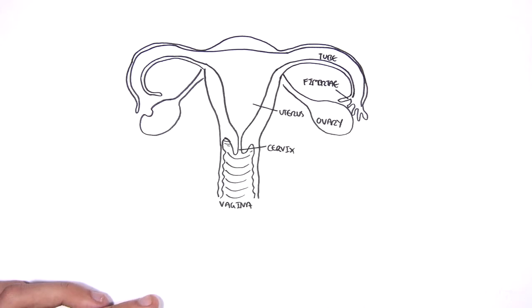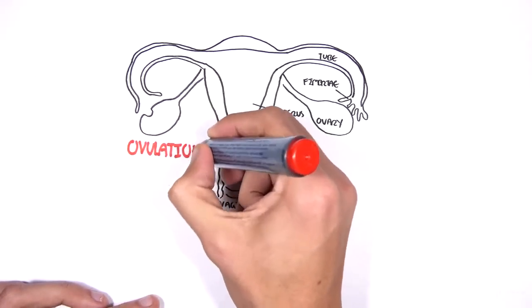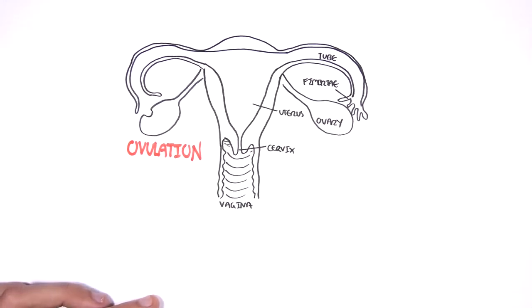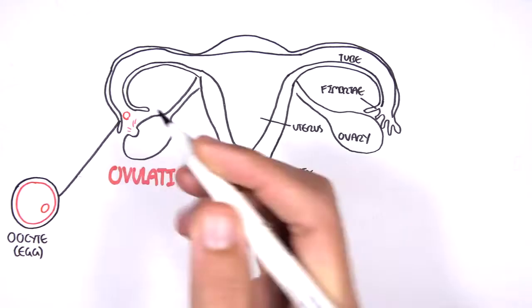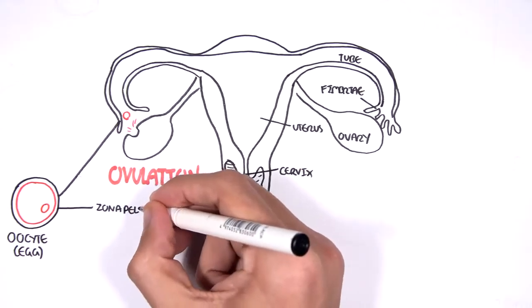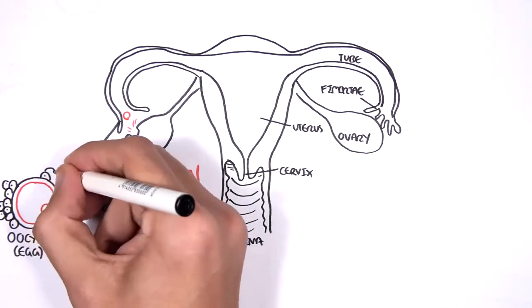Women go through a cycle called the menstrual cycle each month, where they ovulate and they release an egg called an oocyte. This process is called ovulation. Here we have the oocyte, which is surrounded by a thick protective membrane called the zona pellucida. And surrounding the zona pellucida are cells of the corona radiata.